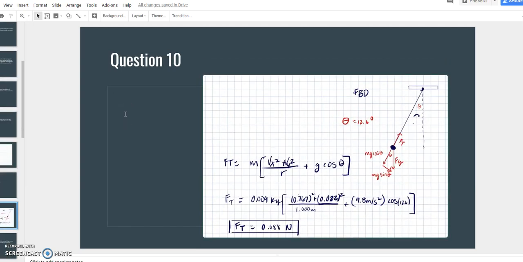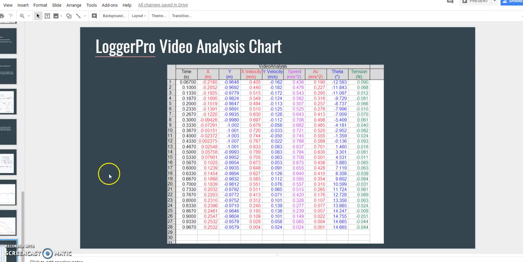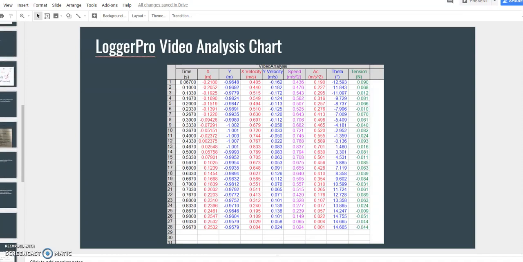The force of tension was determined to be 0.088 newtons. From our LoggerPro data, it determined our theta here to be 12.6 newtons, as shown here at this point in time, so at the beginning of the swing. That's the value that I used for that problem.